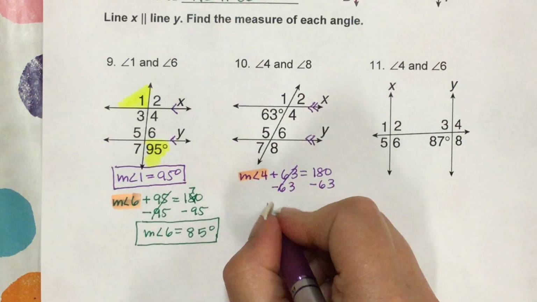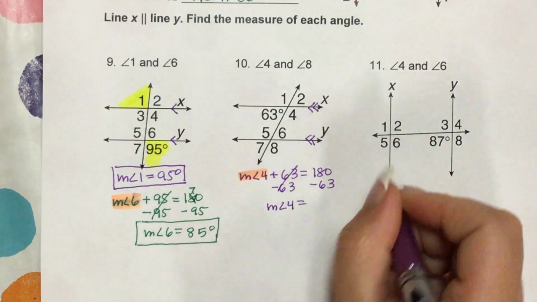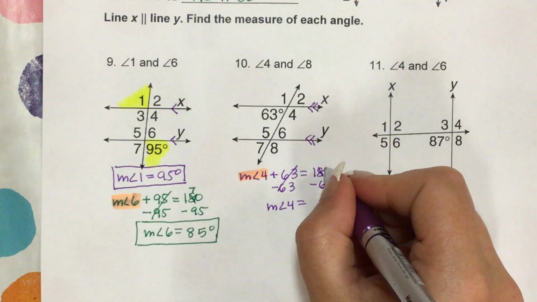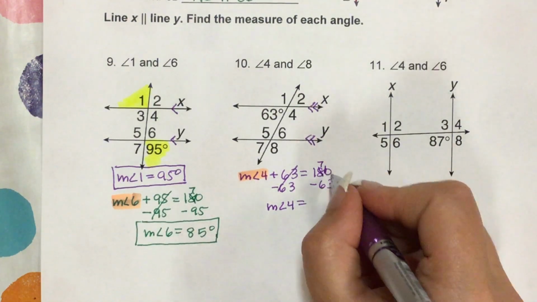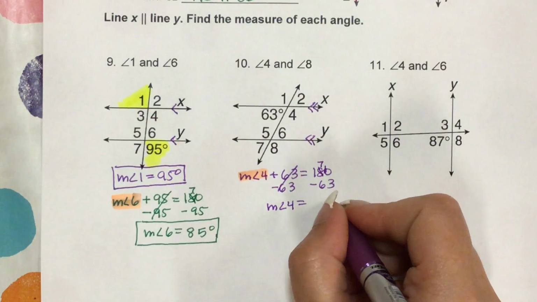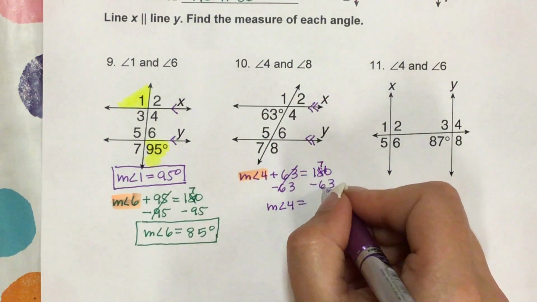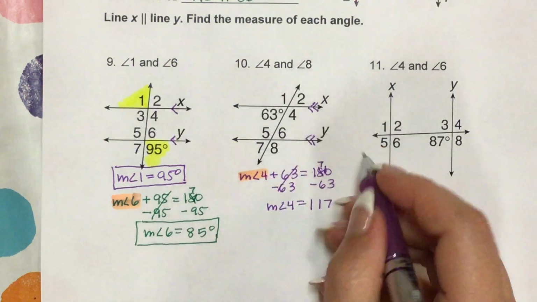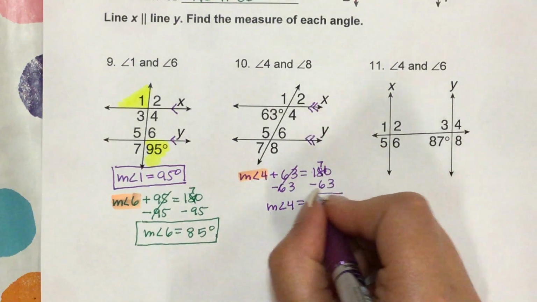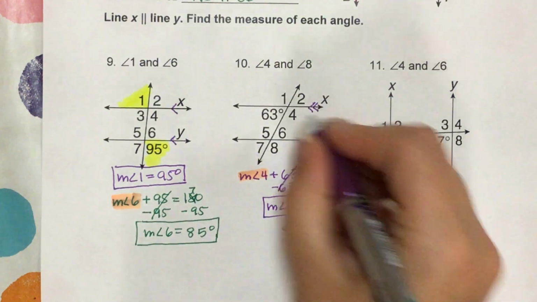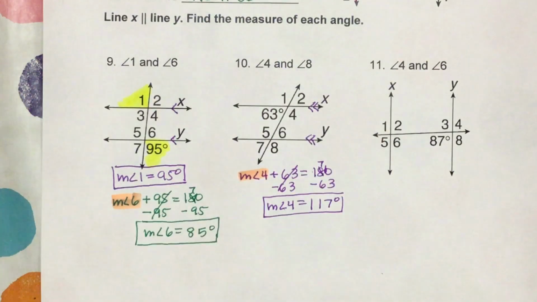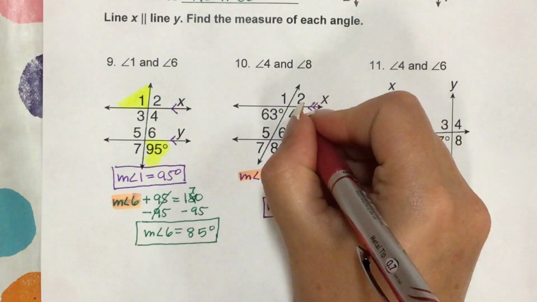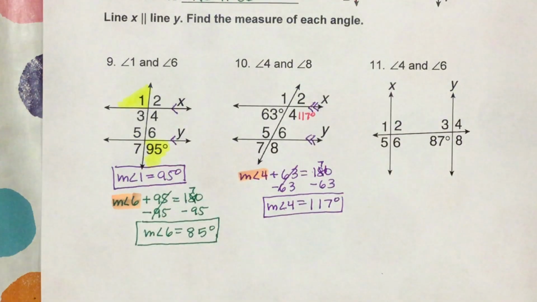Those cancel out. We're left with the measure of angle 4 equaling, and then we just need to do the subtraction. So I'm going to borrow from that 8, making that a 10 and that a 7. 10 take away 3 is 7. 7 take away 6 is 1. And then we just drop down that 1. So the measure of angle 4 ends up being 117 degrees. I'm going to write that in there with a different color. 117 degrees. That's what the measure of angle 4 is.